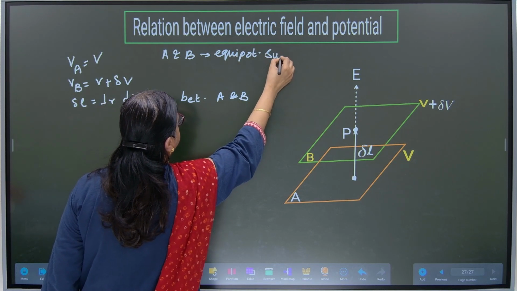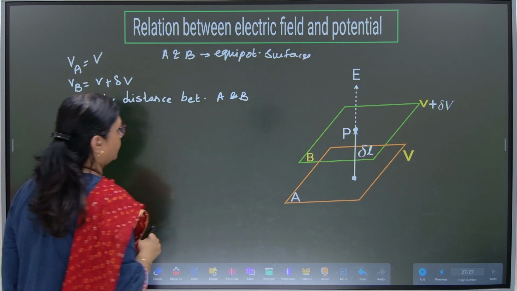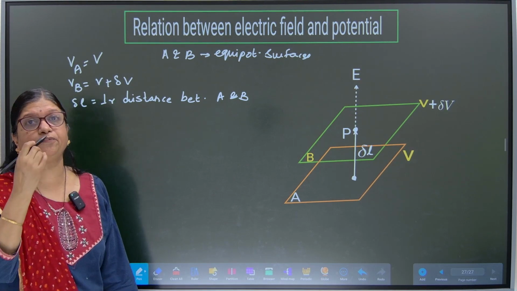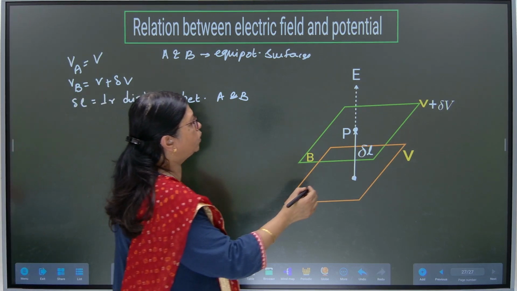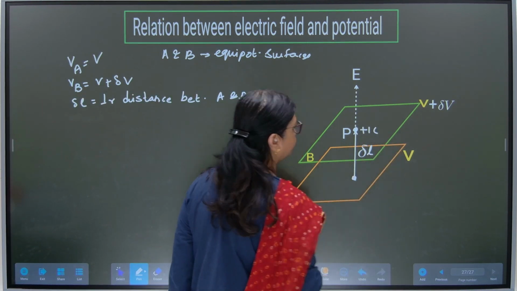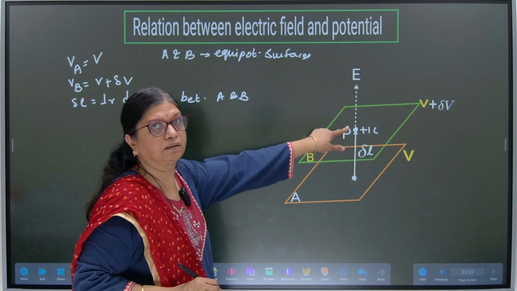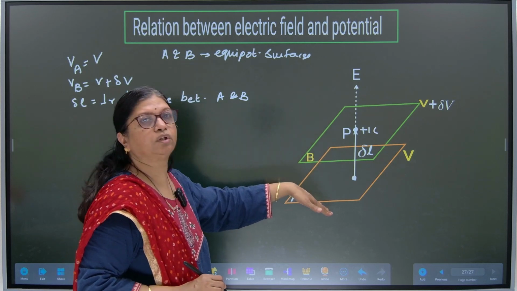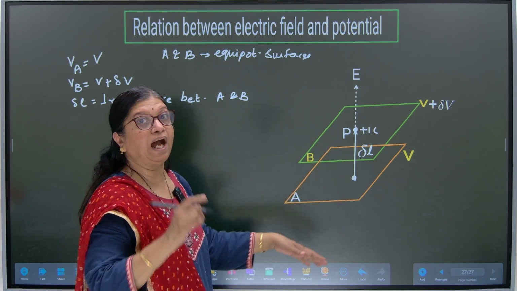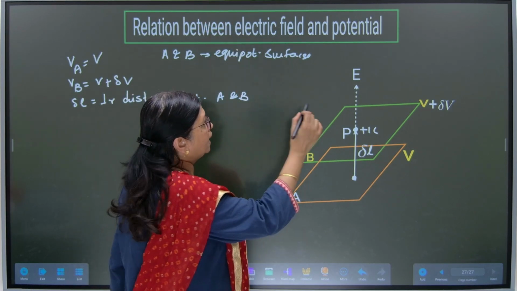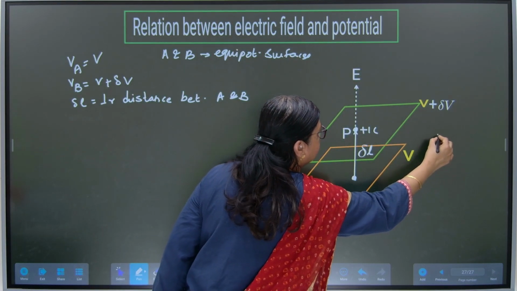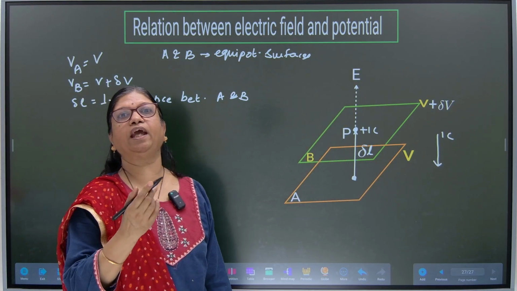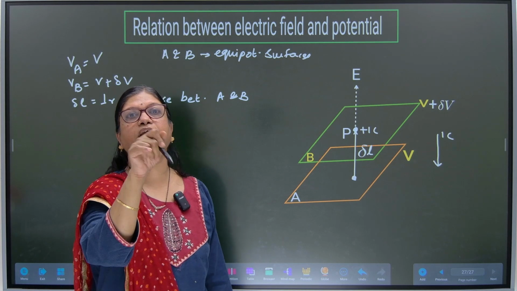A and B are two equipotential surfaces. Fine. Now, let us consider to move a unit positive charge from a point P on the green surface, that is the B surface, to the surface A against the electric field. So electric field is upwards and we are shifting this charge of 1 coulomb downwards. So we have to do work because we are going against the electric field.